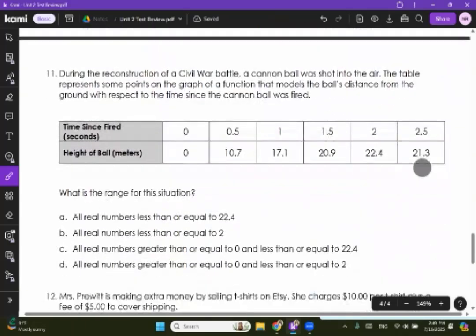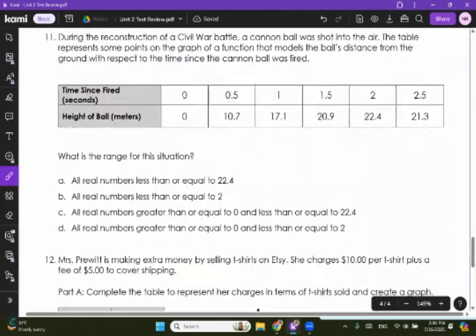Number 11. What is the range for this situation? Okay. Well, what are we talking about? We're talking about a cannonball that was shot in the air. When we're talking about it, you need to think about it. Can you go a negative amount of meters? Can you have a negative amount of seconds? No, these numbers do not go lower than 0. So we're actually going to go from 0 to what?